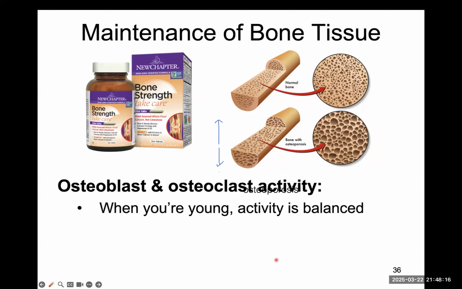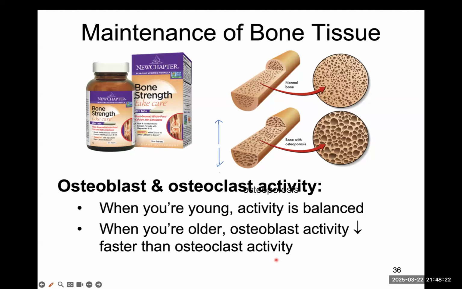So what's going to happen is that your osteoblast and your osteoclast activity, so osteoblast activity kind of goes down faster than the osteoclast activity. Again, osteoblasts are maintaining the bone, making the bone, and osteoclasts are eating away at the bone. So if osteoblast activity is down, it means the bone is not as strong, or it's not being maintained as well. It's not being laid down as fast, and then osteoclasts are eating away at the bone faster.